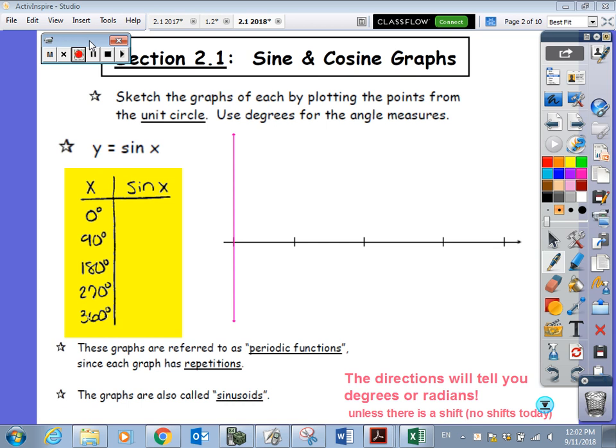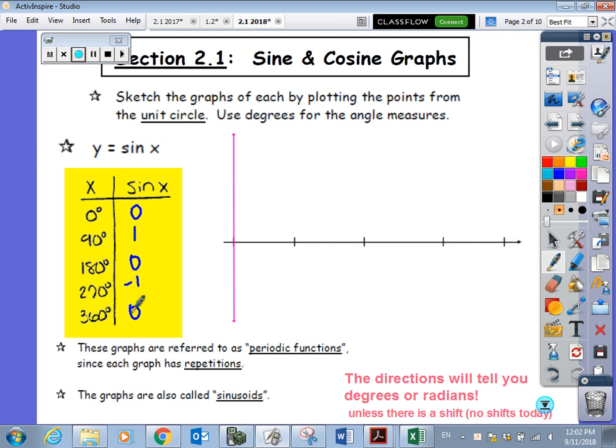Yes? So since 0 degrees and 360 degrees are in the same place, are they always going to have the same number? For the parent function, yes. Okay? Parent function, yes. But when we start shifting things, then that's not always the case. Could be, but not always. So yes, for the parent function. So we just filled this out. We said this was 0, 1, 0, -1, 0.